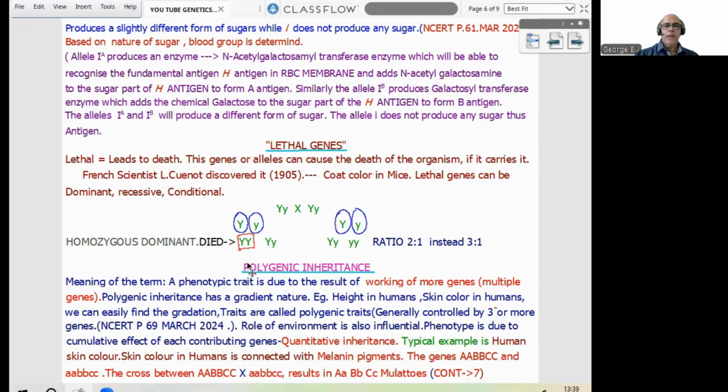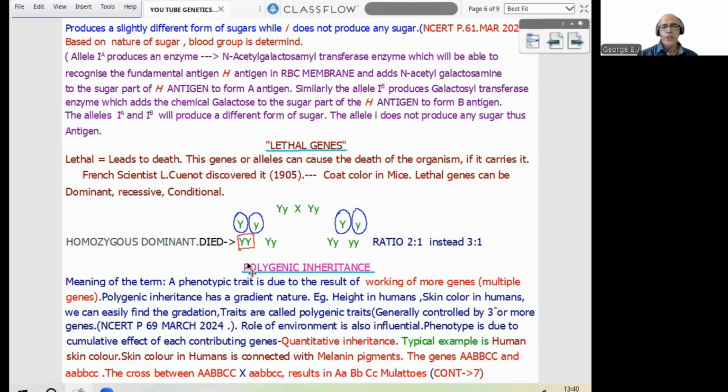Next aspect is polygenic inheritance. Again, what is the meaning of the term polygenic inheritance? See, a phenotypic trait is the result of the working of more genes, that is, multiple genes. Polygenic inheritance has a gradient nature. Gradient nature means tall, less tall, lesser tall, least tall. Same as skin color: dark, very dark, light, very light, intermediate. This way a gradation can be seen.